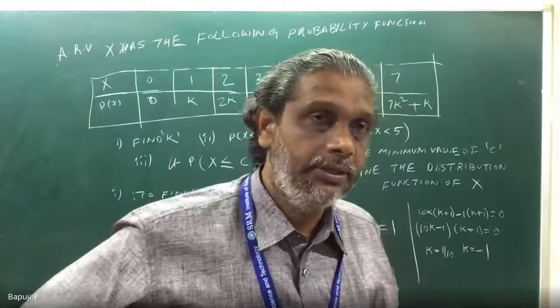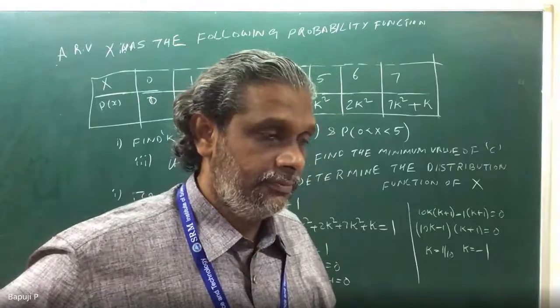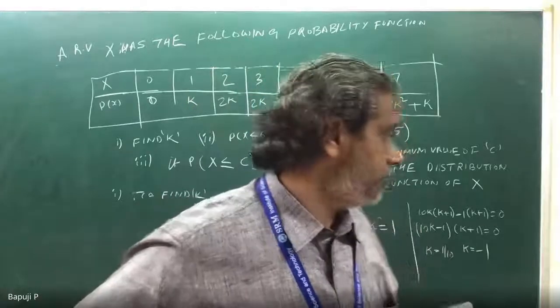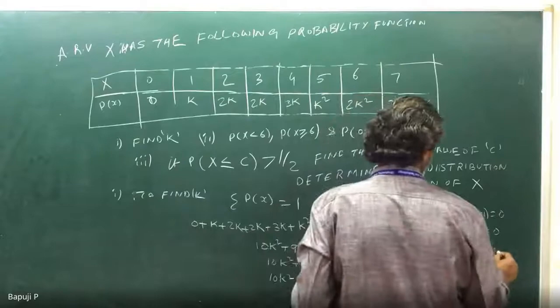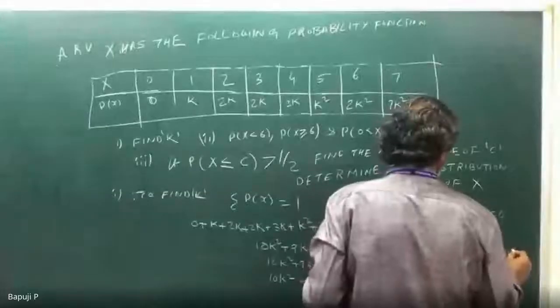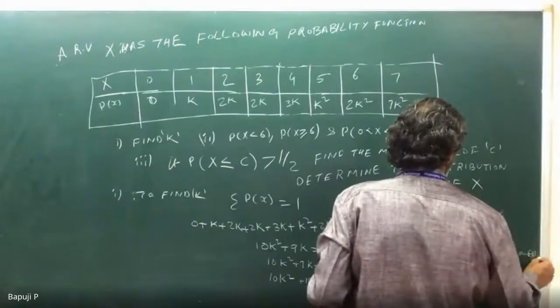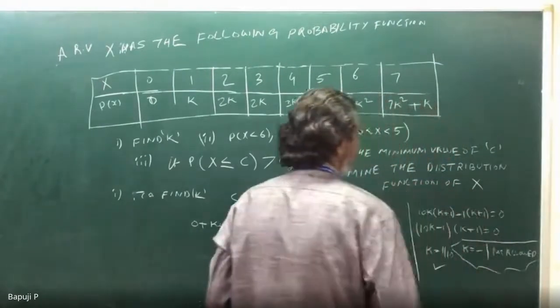We don't allow one value because it is negative. Why? Because probability cannot be negative. Very good. So K equal to minus 1 is not allowed actually. The other value is correct. Now this value is correct: K is equal to 1 by 10.